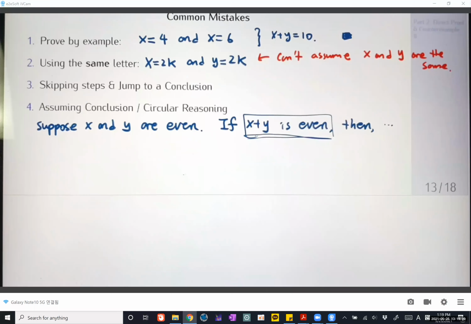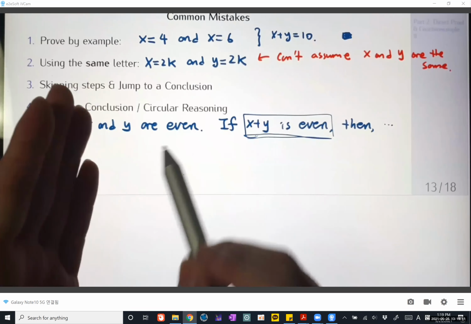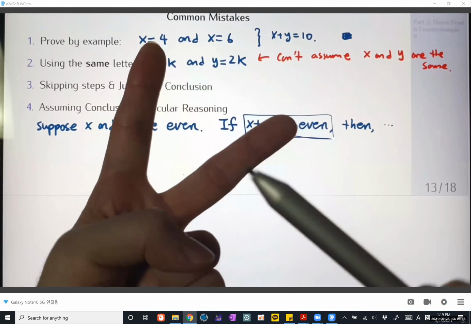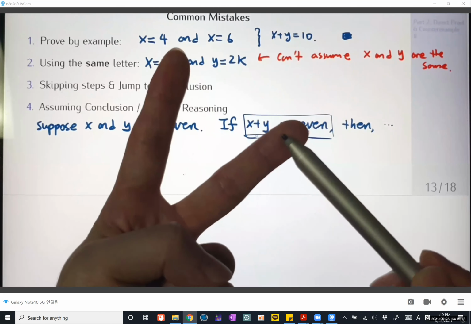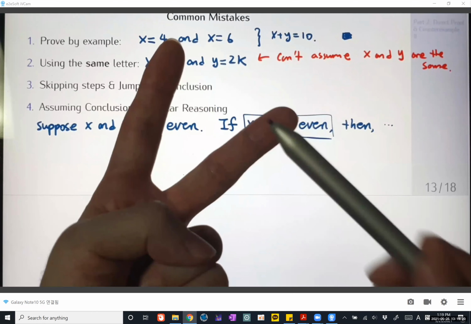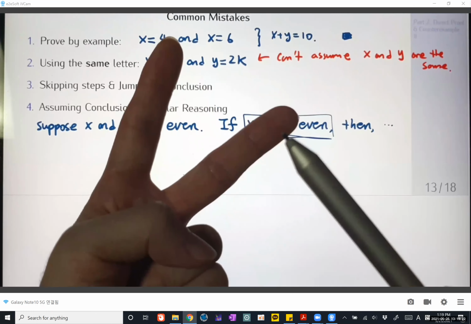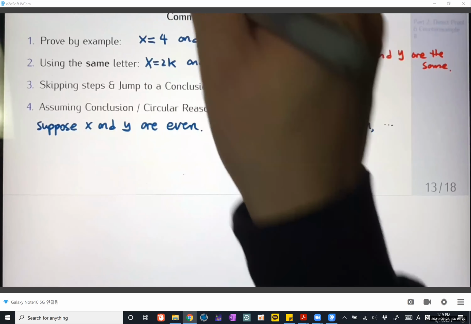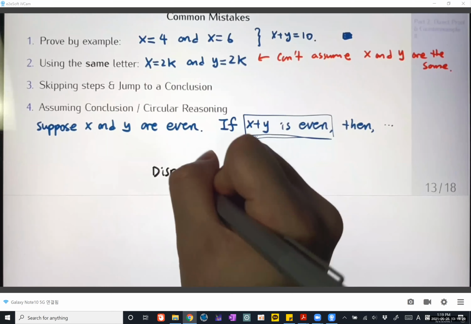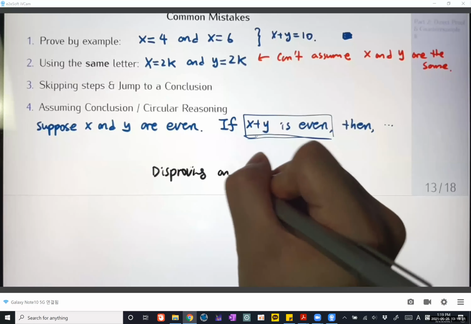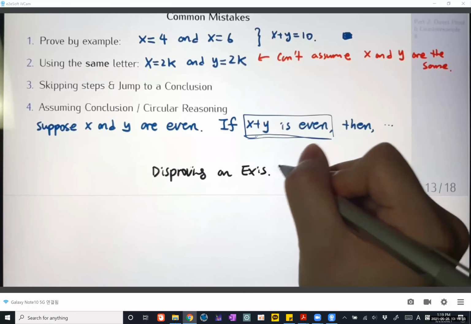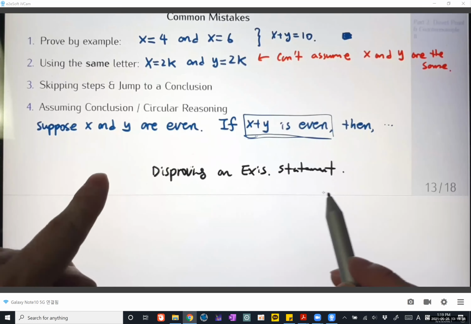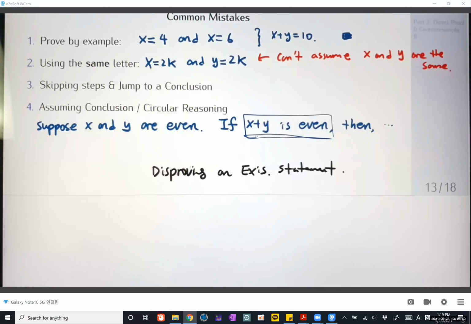Right. So we just finished proving universal statements both ways: method of exhaustion, and another one, method of arbitrary elements. Proving a universal statement is exactly the same as disproving an existential statement. So disproving an existential statement is exactly equivalent to proving a universal statement. Let's begin.